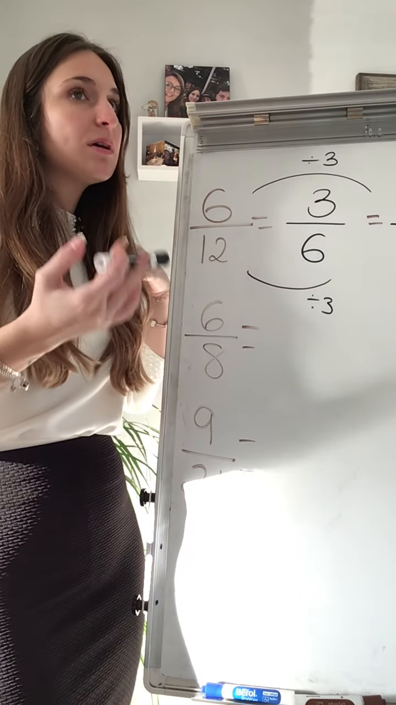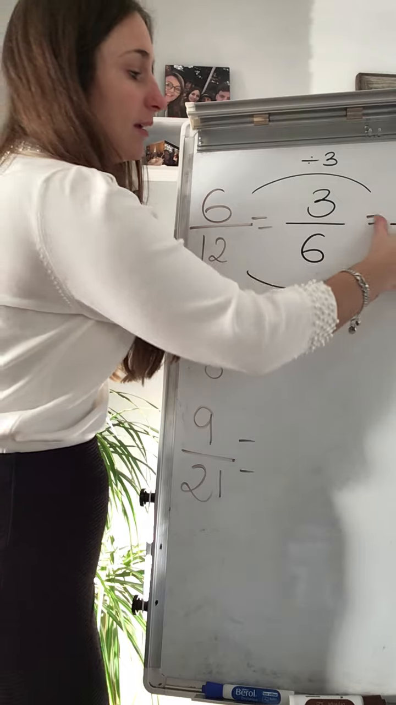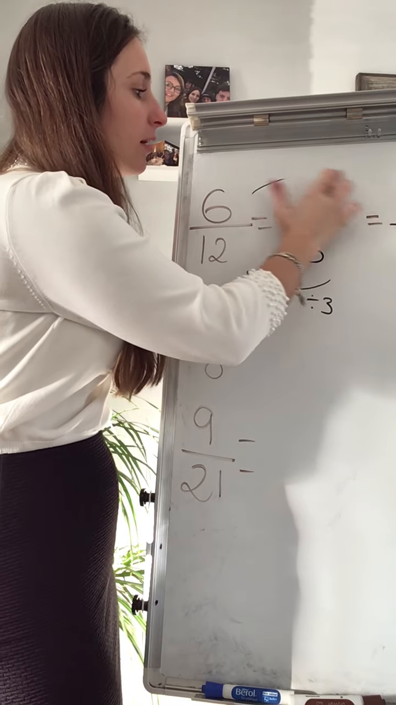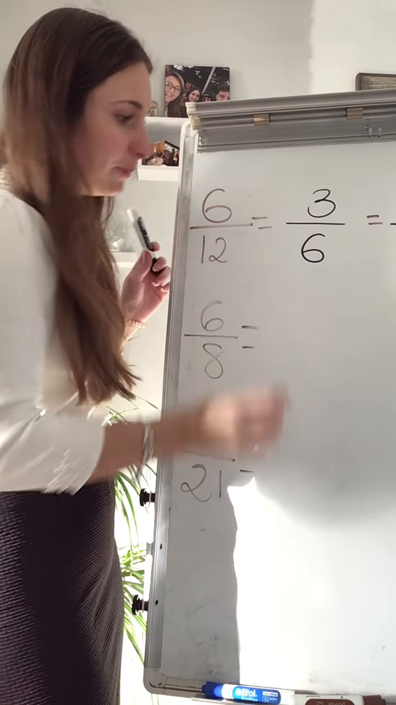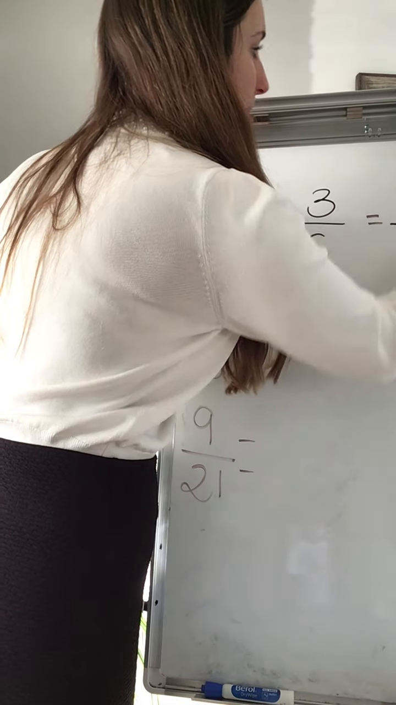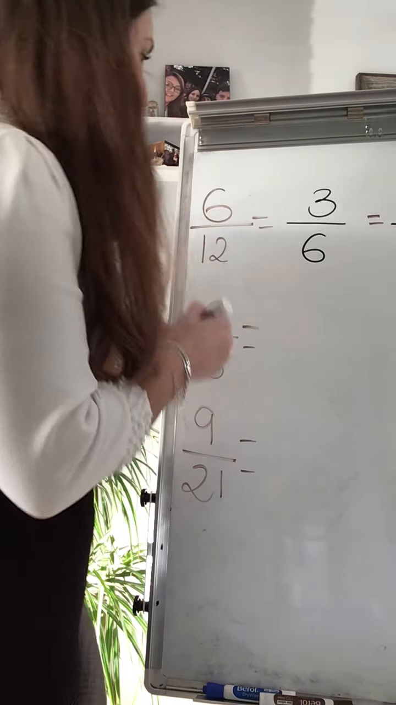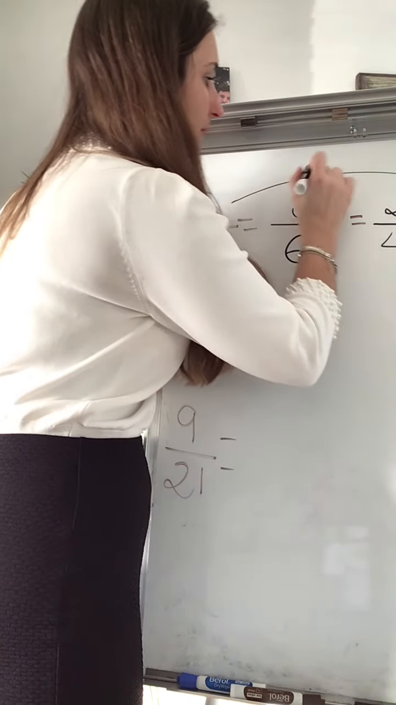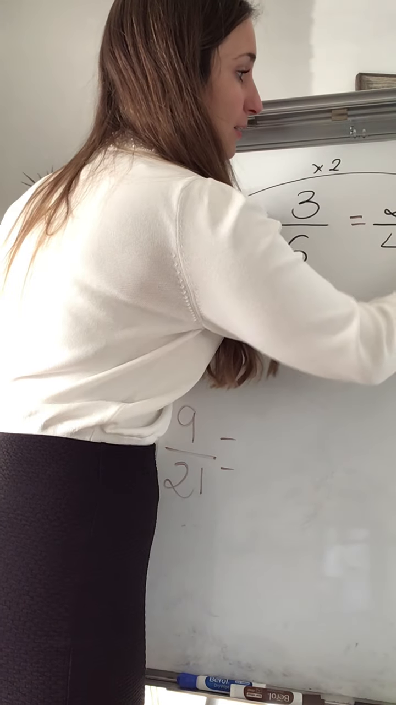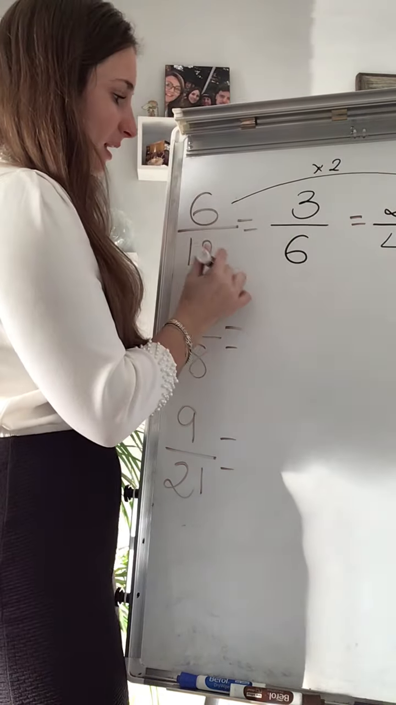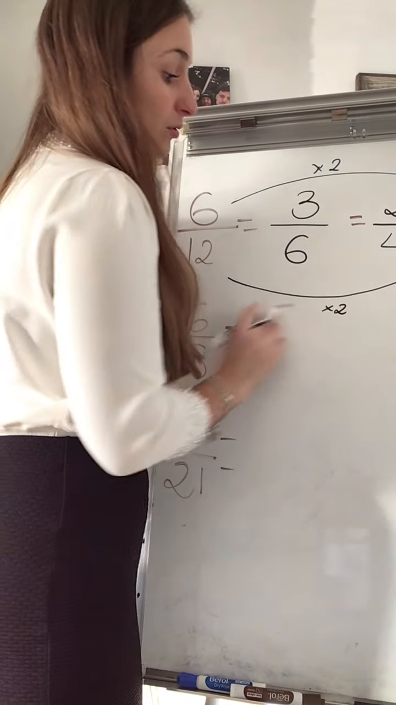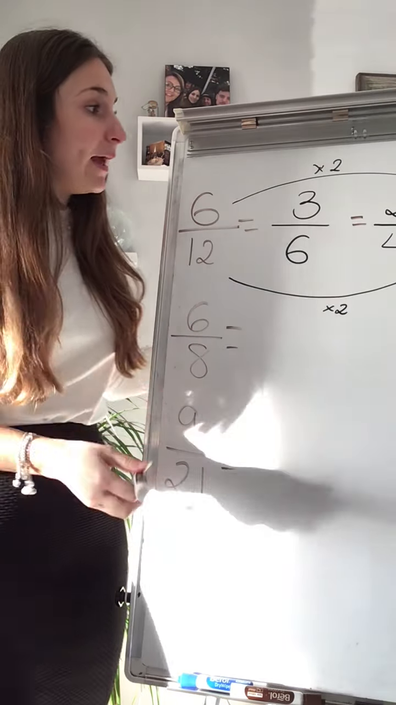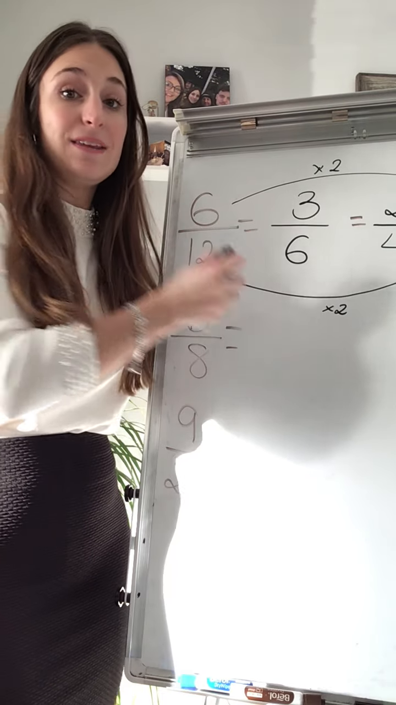Now we know as well that what you can do is multiplying. So if I find another one, I'm going to multiply 6/12 by the lowest, by 2. So 6 times 2 is 12, and 12 times 2 is 24. And that is a nice, easy way to make equivalent fractions.